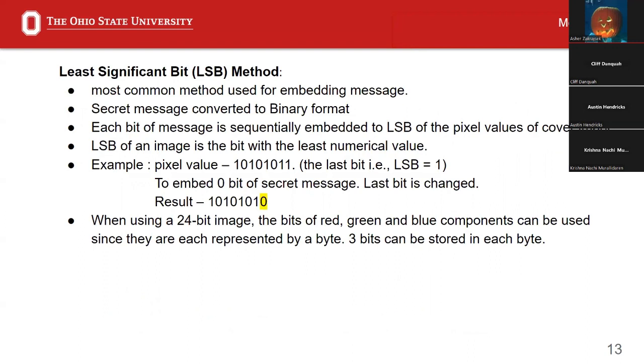Finally, the most common method used for steganography is the least significant bit method. In this, the secret message is converted to binary format, and each bit of the message is sequentially embedded to the LSB of the pixel values of the cover image. For example, let's assume a binary value here, 10101011. Here, the LSB is the last bit, which would be equal to 1. If you want to embed a 0-bit value of the secret message, the last bit is replaced with the 0-bit value, and thus you get a result ending with 0 as the LSB.